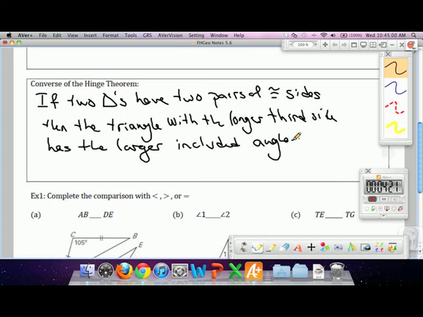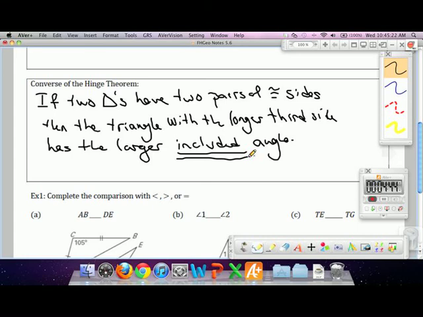Okay. Notice in this converse, you can only talk about the included angle. We don't know anything about the other two angles that are floating around the triangle. All we know is something about the included angle, between the two pairs of congruent sides. Okay.